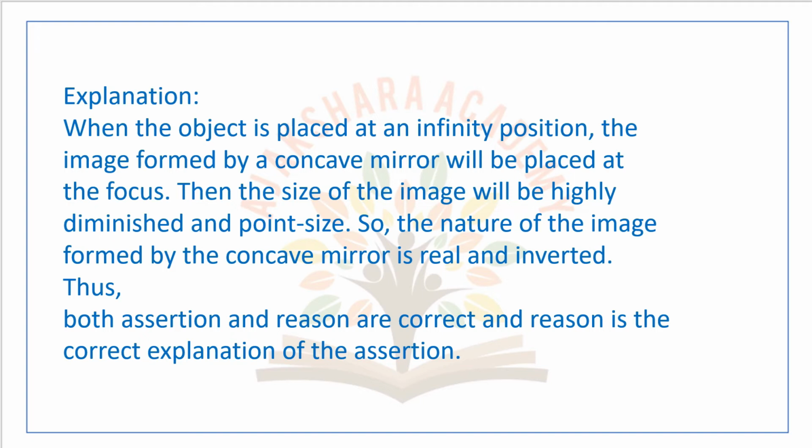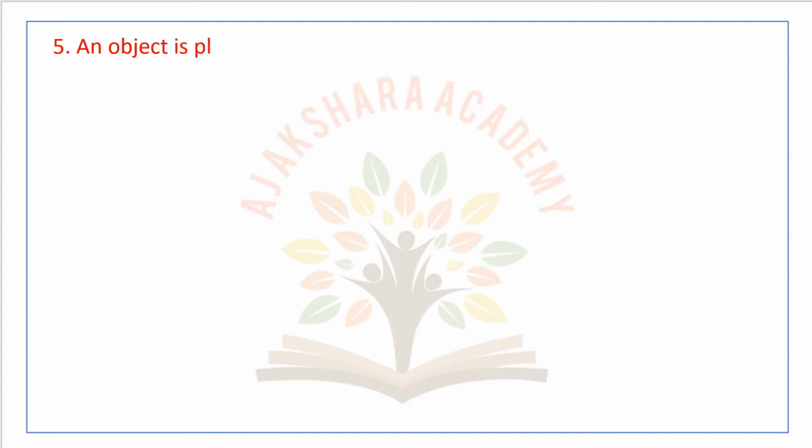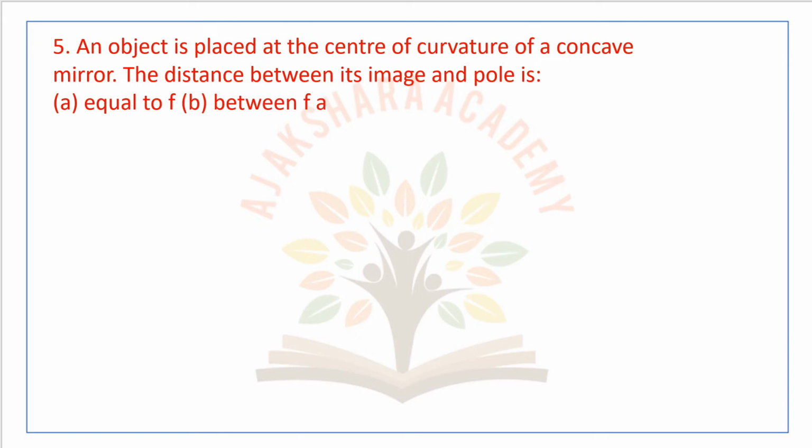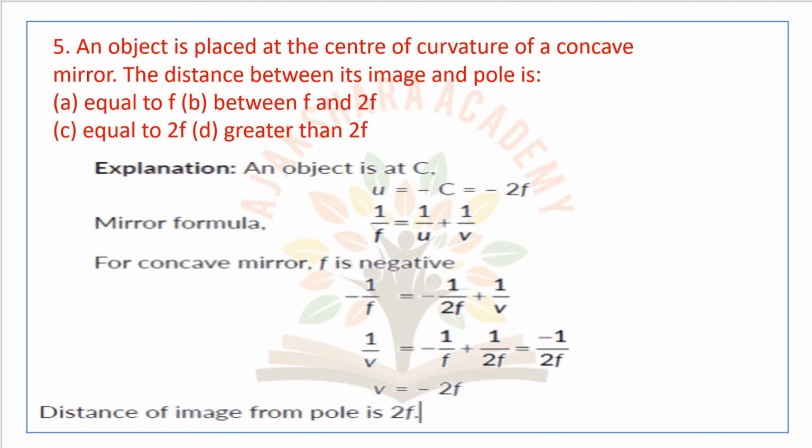Okay. Next. Now the next one is: an object is placed at the center of curvature of a concave mirror. Find the distance between its image and pole. Options: equal to F, between F and 2F, equal to 2F, greater than 2F. Now let us discuss. Here the object is placed at C. So the object distance, that is u, is equal to minus C from the sign convention, and that is equal to minus 2F. The mirror formula is 1/f = 1/u + 1/v.